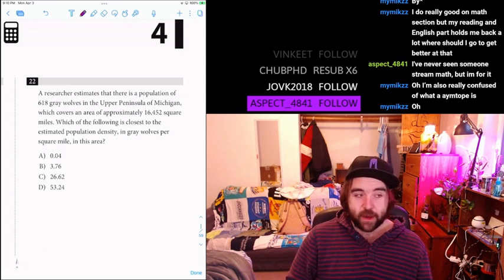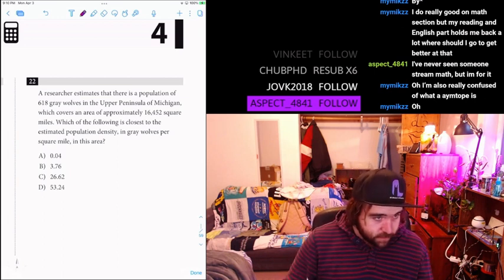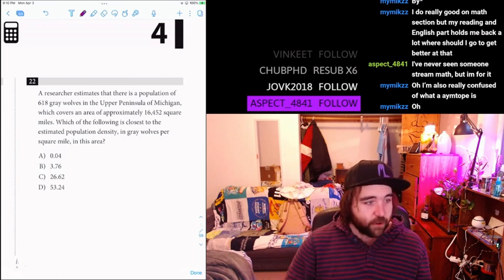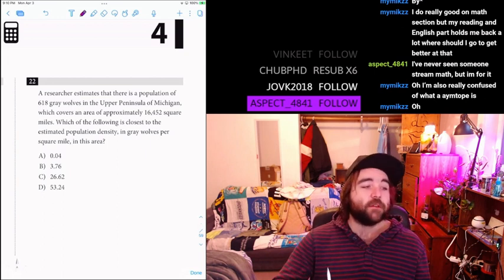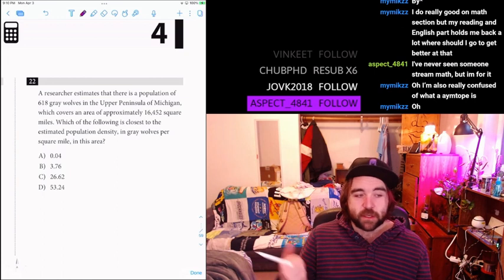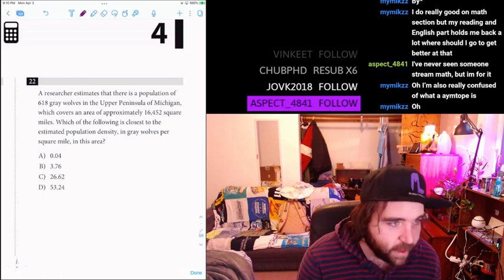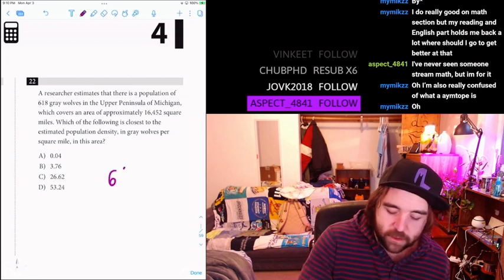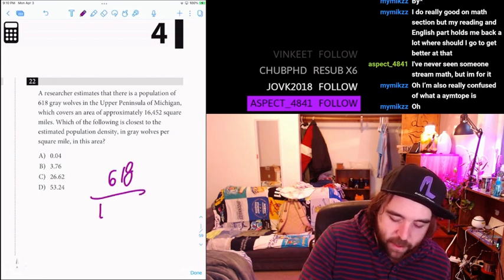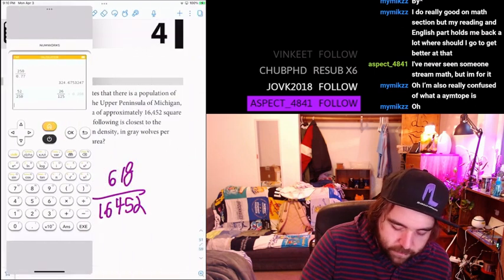All right, man, we have not used the calculator very much here. So a researcher estimates that there's a population of that many gray wolves, which covers that much miles. Which of the following is the closest to the gray wolves per square mile? So remember, per means division. So we're just going to set this up how they give it to us. We want gray wolves divided by square miles. We want 618 divided by square miles. And so we just pop out the calculator.